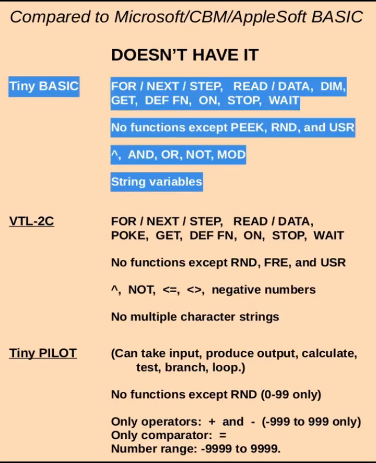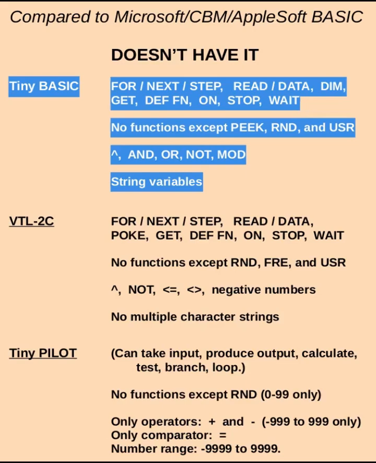A couple things it does not have. It does not have for next step looping. There's no read data statements. You can't dimension an array. There isn't an array. There's no get string, you can't define a function, no on, go to, or go sub, and stop and wait are out.